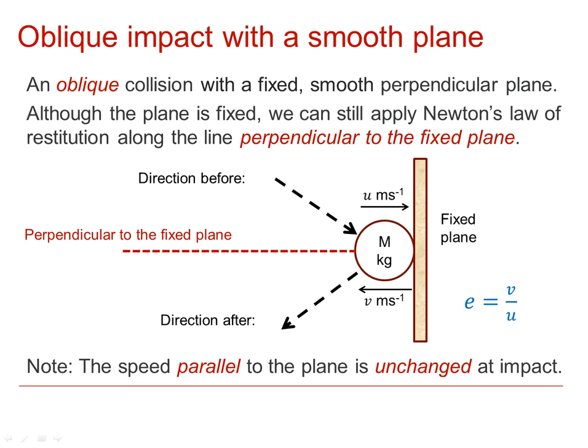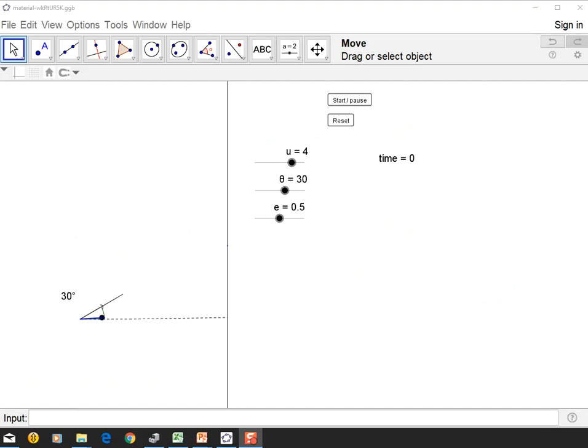Before I go on and look at a numerical example and work out some speeds in this sort of situation, we've got a GeoGebra file which we can use to investigate what goes on for different values of E and different angles of approach. So this is the file, and you can see I can vary the values of the initial speed and angle, so in effect the initial velocity, and then look at different values of E.